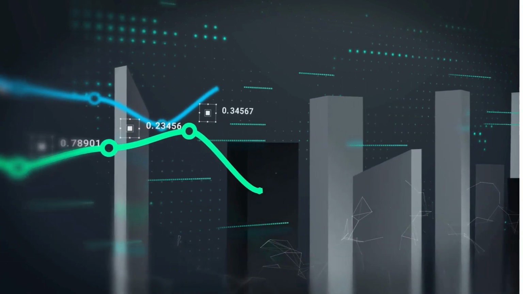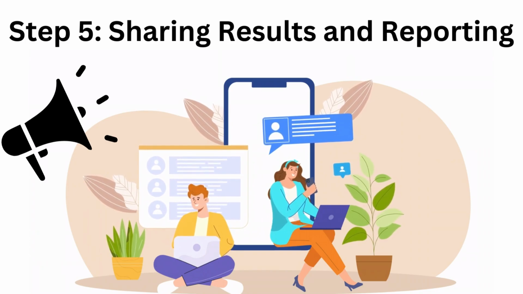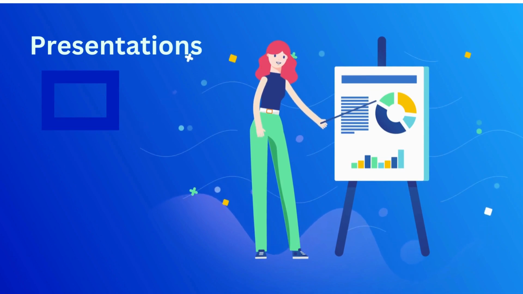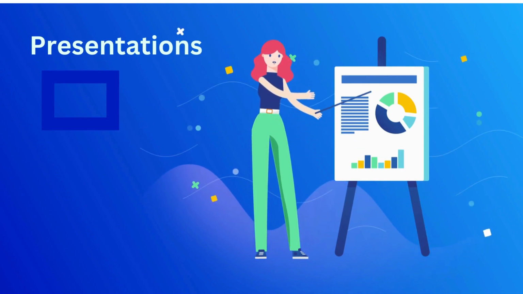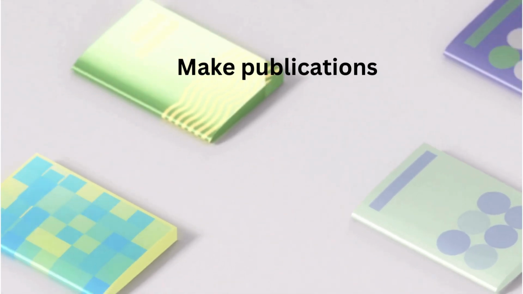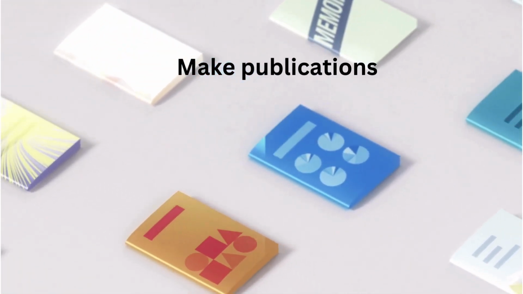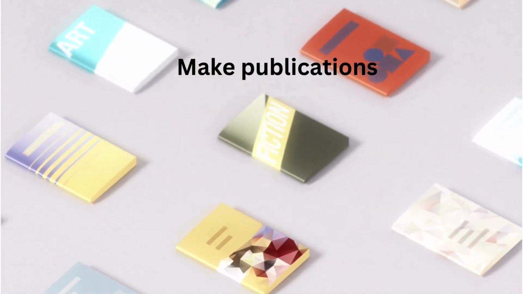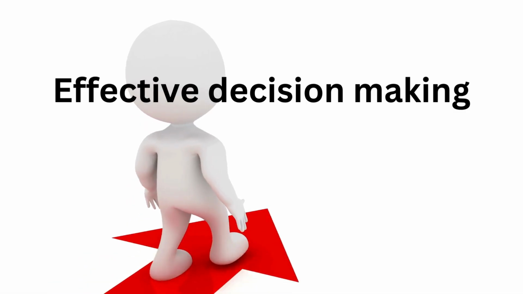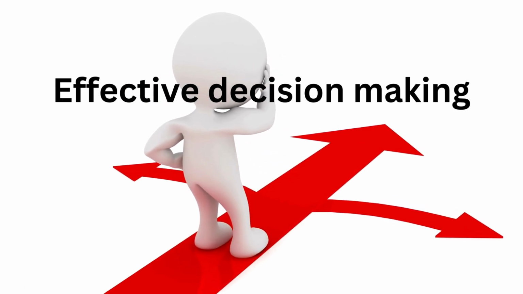Now, the last stage is sharing the results and reporting. Finally, we have to share our results and findings with a given audience. This can be through reports, presentations, publications, and many others. Clear communication of results is very essential for the stakeholders to understand the implications of your research findings. By following these stages of data analysis, all these main stages in the whole research process, we can derive valuable insights that in the end will inform decision making and drive future research.